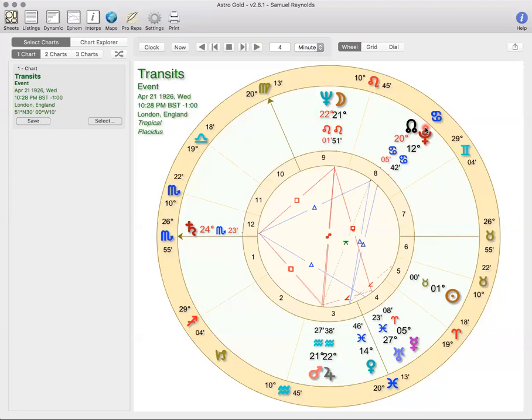Okay, so in the next video, I will talk about identifying the signs and the houses and take it from there.